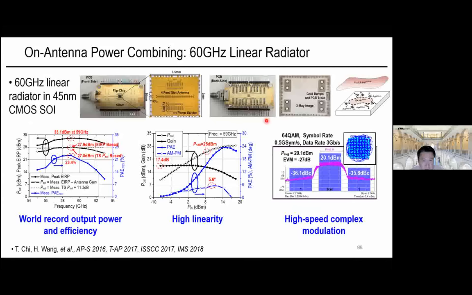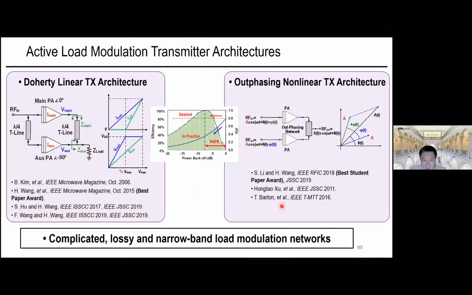And it's flip-chip packaged. And the total chip achieves 28 dBm output power and 33.1 dBm EIRP at 59 gigahertz using only one antenna and one transmitter cell. So this was setting a world record at that time. The efficiency is also pretty high at 23.4%, among the highest, and it also supports very wideband modulation without any digital predistortion.